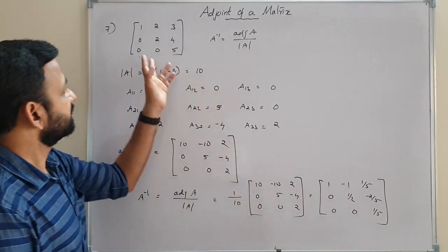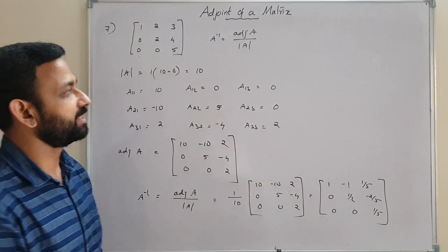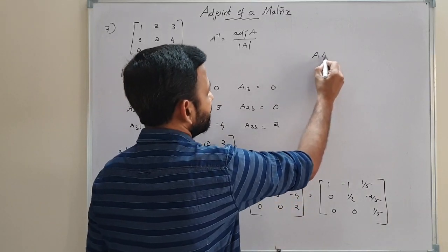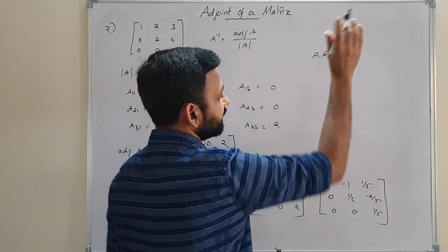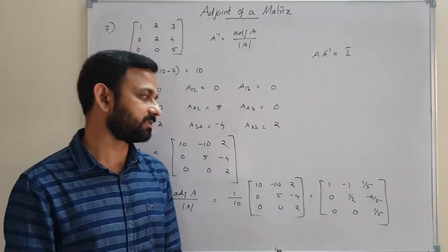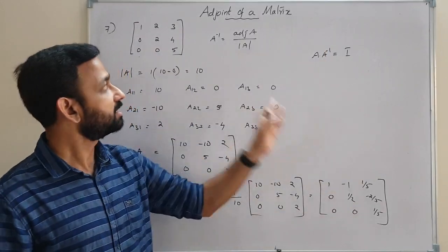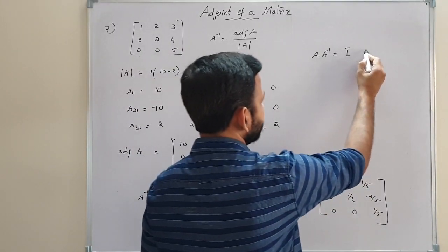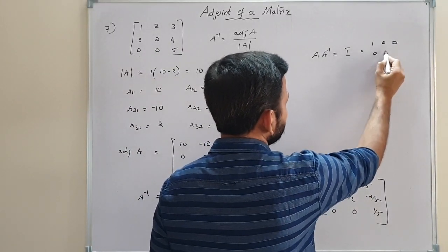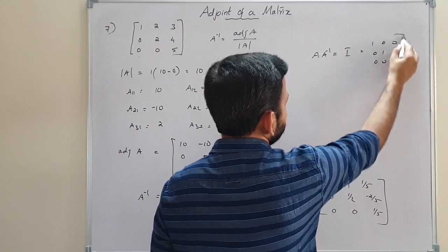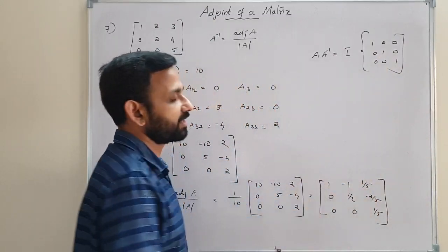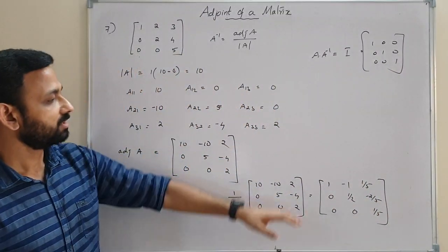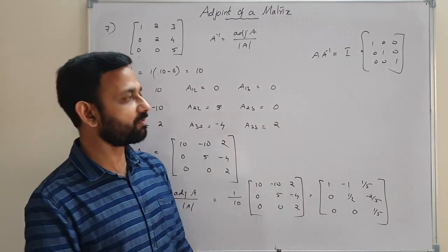If you get the product of A and A inverse, A into A inverse, equal to identity matrix, then your answer is correct. If you get identity matrix, that is 1 0 0, 0 1 0, 0 0 1, then your answer is correct. So we got the inverse of a matrix.